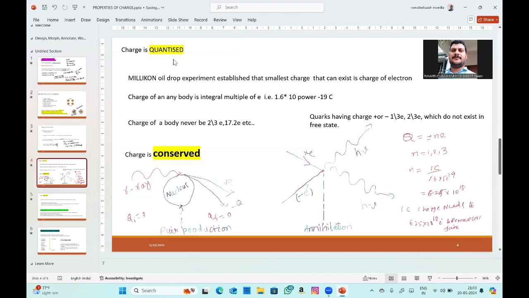Coming to another property, charge is quantized. That means Q is equal to plus or minus n e. The charge of a body is obtained by transferring integral multiples of electrons, not half an electron or 2 by 3 of an electron. Like, to get 1 coulomb of charge, we require this many electrons.